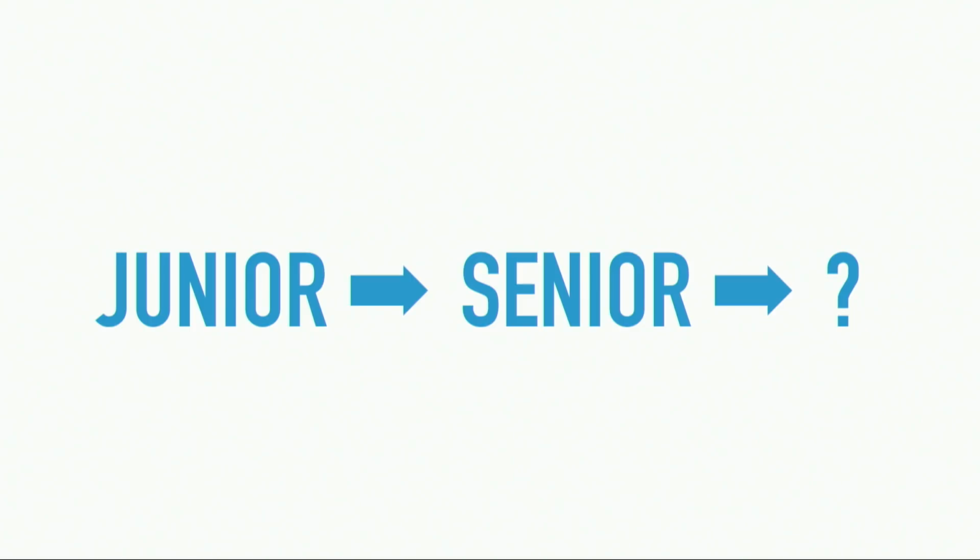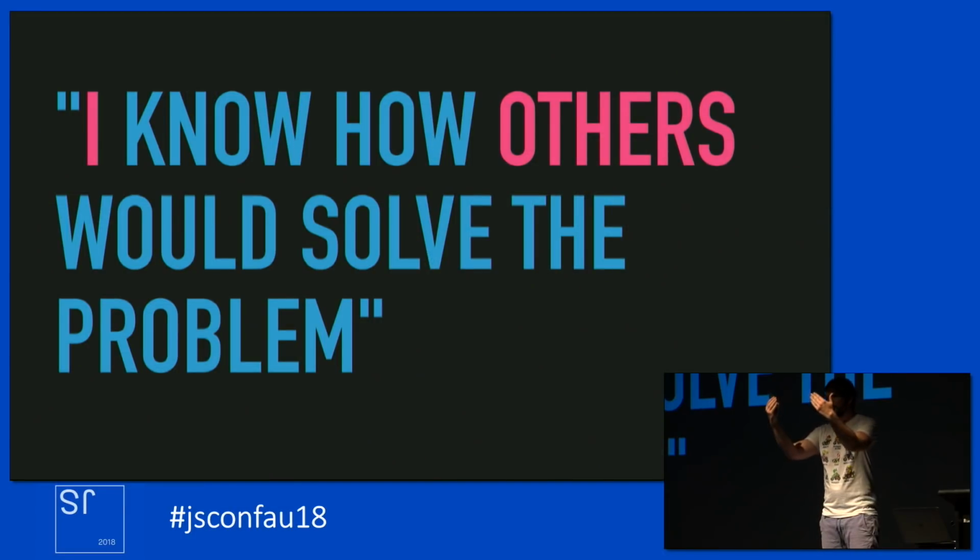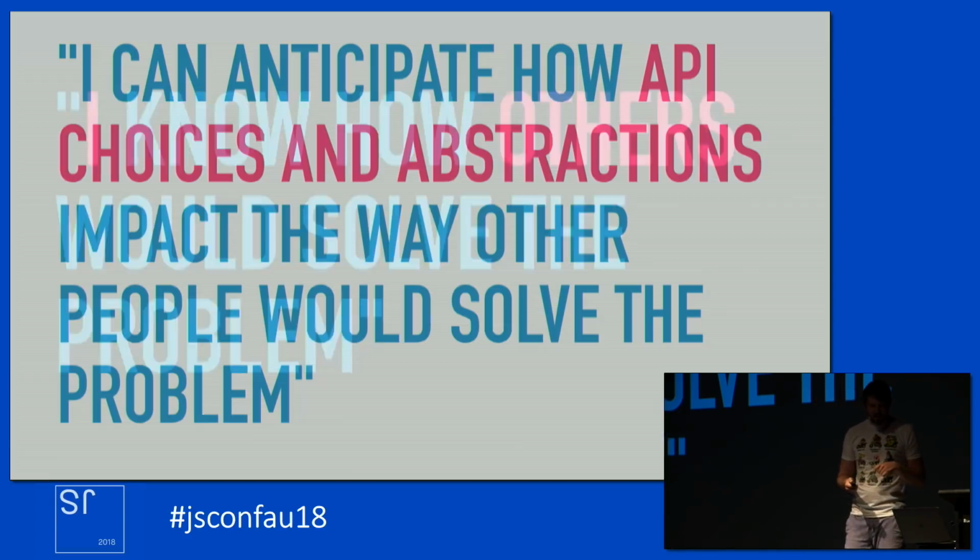For some of us, the answer might be management, but I don't think that should be the answer for everyone, because not everyone should be a manager, right? Some of us are really great engineers, and why don't we do that for the rest of our lives? So I want to propose a way to level up a bit above that senior level. The way I would talk about myself as a senior engineer is that I know how I would solve a problem, right? And because I know how I would solve it, I could also teach someone else how to solve the problem. My theory is that the next level is that I can say about myself, I know how others would solve the problem. Let's make this a bit more concrete.